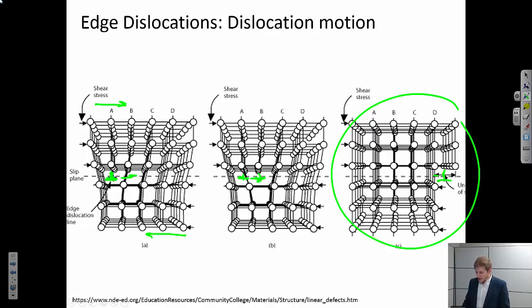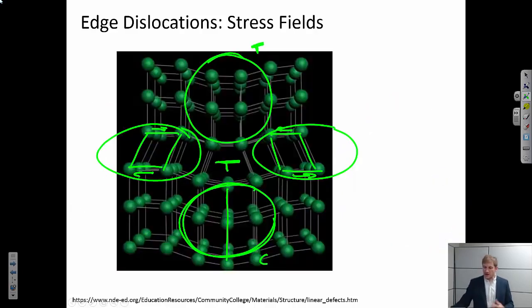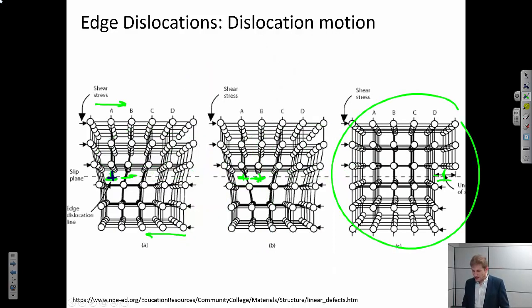You can also think about it in terms of interaction with these stress fields and the shear that's being applied. I tend to think that this approach makes a little bit more sense to me. So what do we do? We're applying a shear force, and we see that the dislocation is moving in the same direction as the applied shear force.